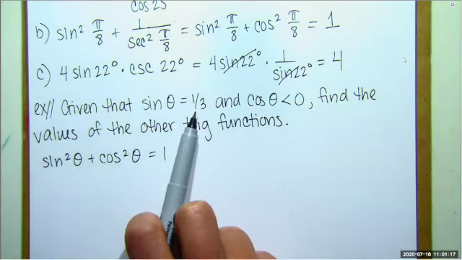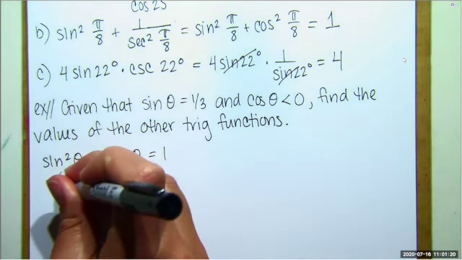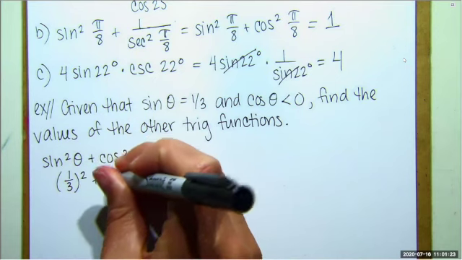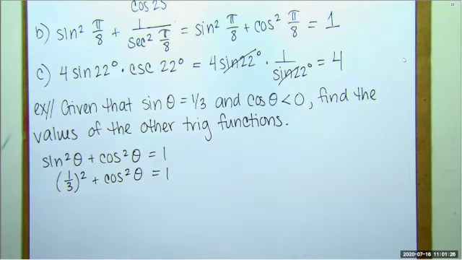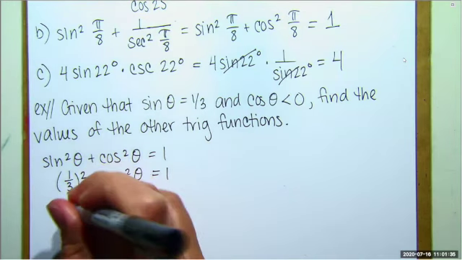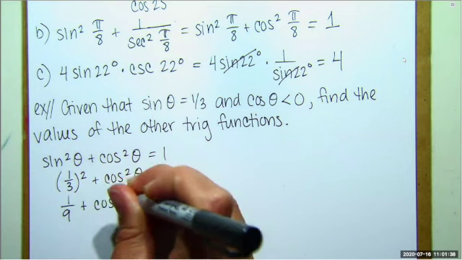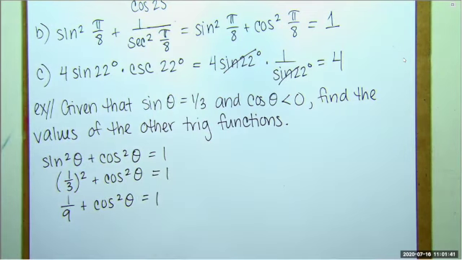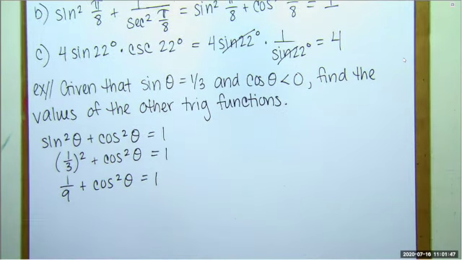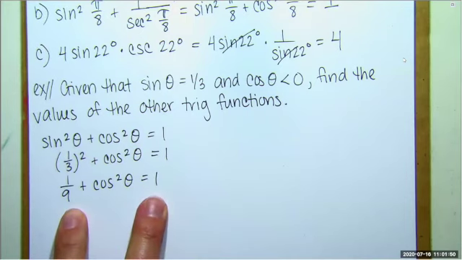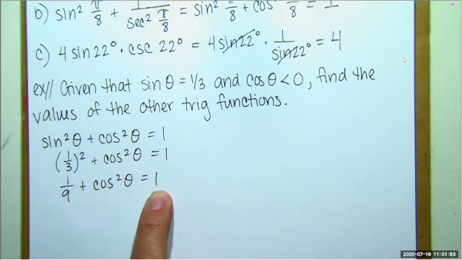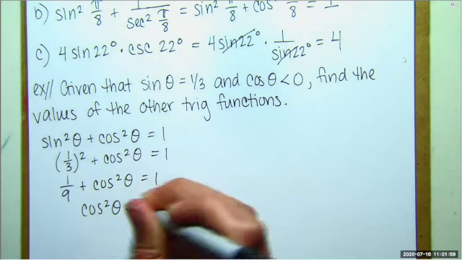Okay, the problem tells us that sine is 1/3. So that means that (1/3) squared plus cosine squared is equal to 1. Okay, next up, let's square this fraction. So (1/3) squared is 1/9. Next step, I want to solve for cosine of theta. So I'm going to subtract 1/9 from both sides. If I subtract 1/9 from both sides, 1 is 9/9. So 9/9 minus 1/9 gives me 8/9.